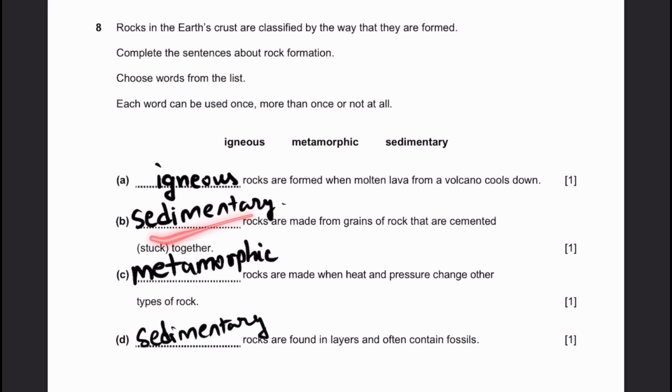That's sedimentary. Dash rocks are made when heat and pressure change other types of rock. That's metamorphic rocks. They can be formed from any one of the other two types. D. Dash rocks are found in layers and often contain fossils. These are sedimentary rocks because, as the name suggests, they are sediments or layers. That's the answer. Question 9.